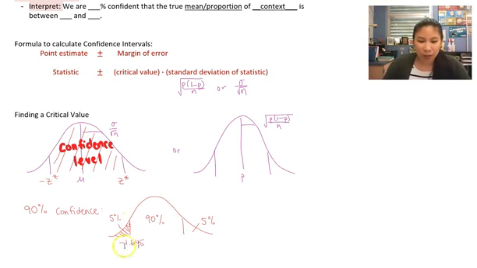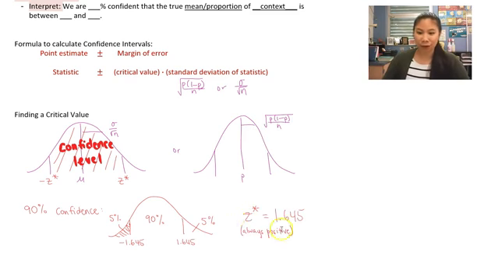So the z-score that has 5% on each side is going to be negative 1.645 and positive 1.645 because, you know, in a normal curve, it's symmetric on both sides. If one side is negative, the other side has to be positive. So when we're finding that critical value, the z-star, we always use the positive number. So it'll be positive 1.645.